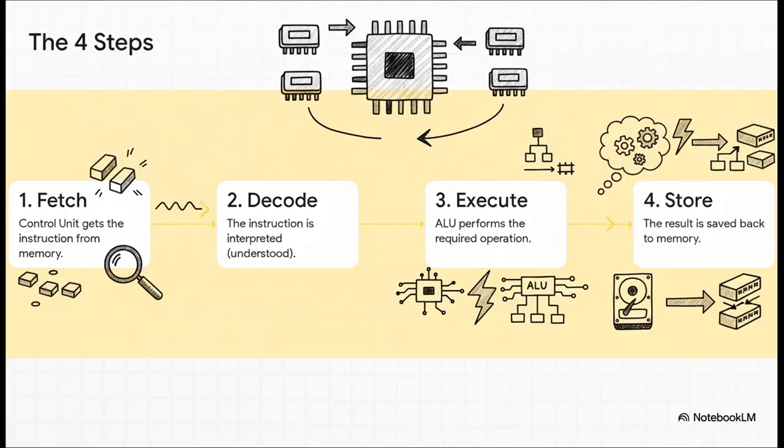And here are the steps. It's just four of them. Fetch, decode, execute, and store. That's it. The processor grabs an instruction, figures out what it's supposed to do, does it, and then saves the result. And then it just does that again and again and again, billions of times every second.